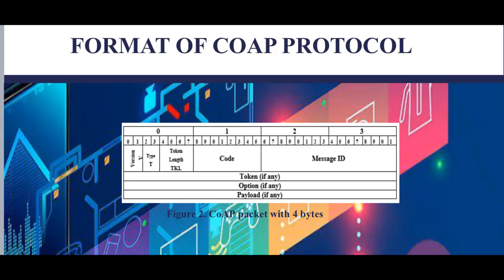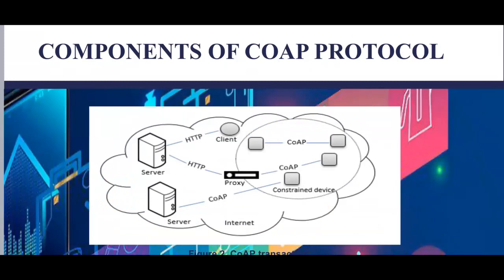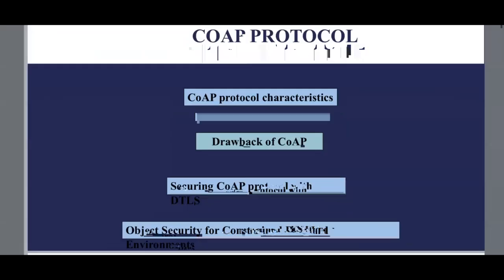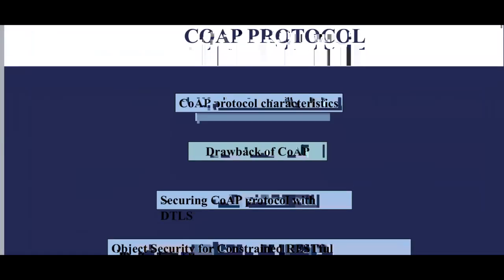Then we see here the components of the CoAP protocol. We can see the CoAP transaction between two constrained devices, or maybe between a CoAP server and constrained devices. It can also interact with an HTTP server through a proxy. So this is how it interacts in IoT. Then we talk about CoAP protocol characteristics.